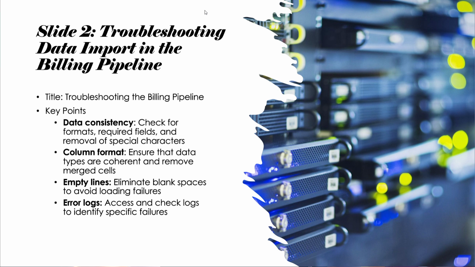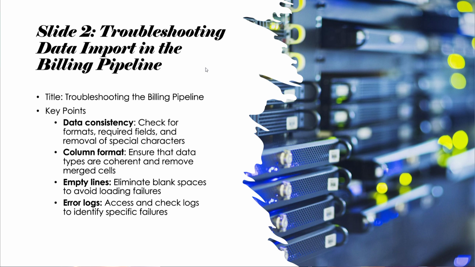With troubleshooting, this is where we make some little mistakes that stop us from uploading our data. So we look at the data consistency. Data consistency is where the spreadsheet is structured. How is it structured? And what is the format of each column that we have to put in? So we look at the data consistency, column format, empty lines, and error logs. We have to look at all of this to avoid these problems.